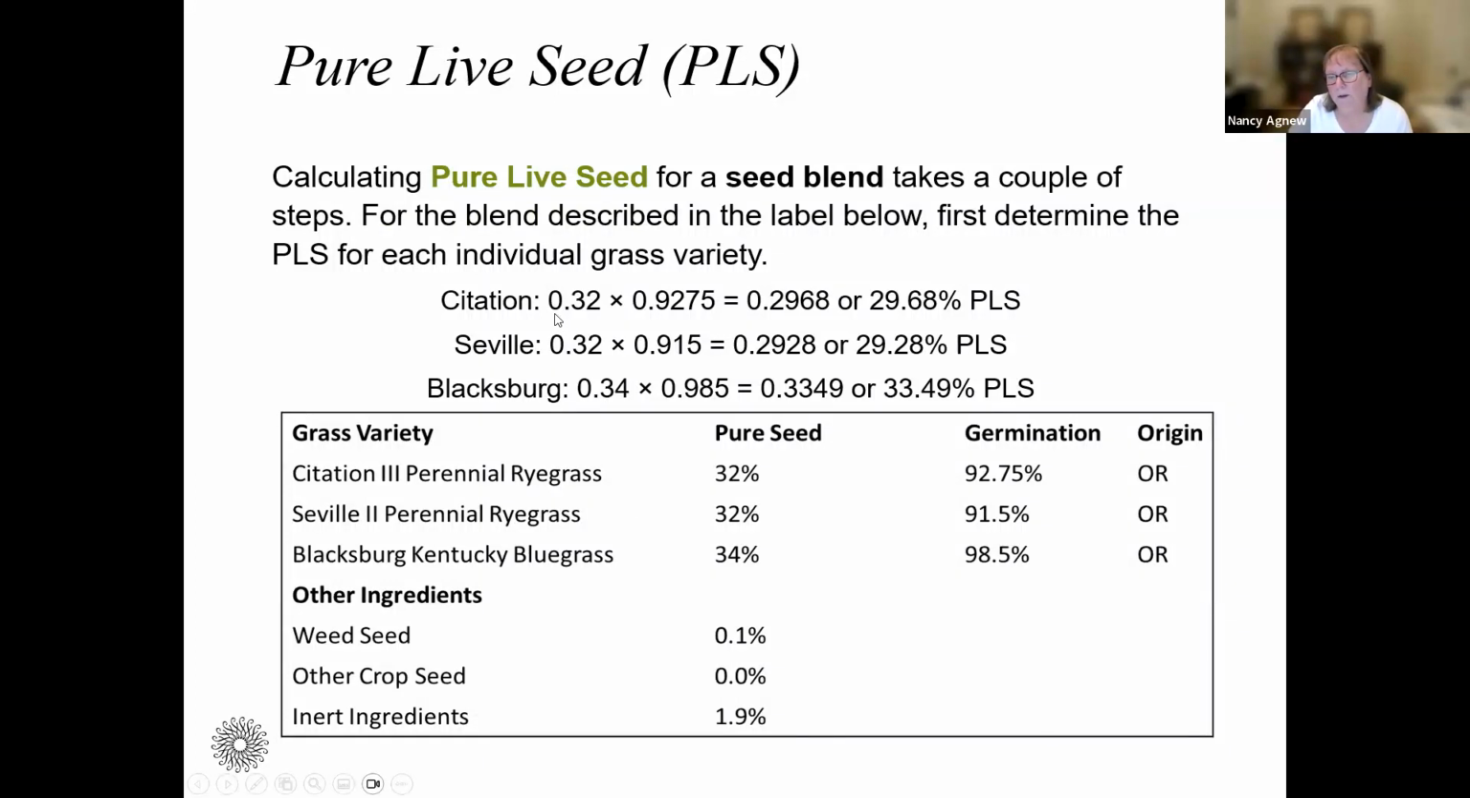We took the 32% Citation perennial rye and wrote it in decimal format, 0.32. We're multiplying that by the percent germination, which is 92 3/4%, and we write it as a decimal as 0.9275. You multiply those 2 together and it gives you 0.2968, or 29.68% pure live seed. Then we repeat that calculation for each of the different varieties of grass found in the blend.